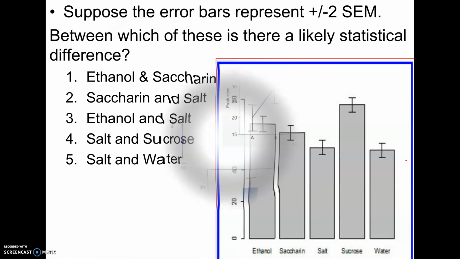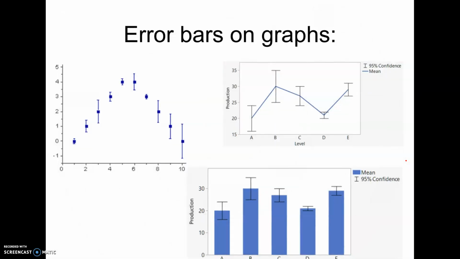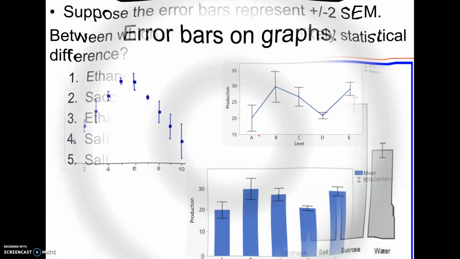So just really quick, here's an example. Oh, by the way, error bars can be on a line graph or a bar graph. So just to show you, I was showing you on a bar graph, but on a line graph, you can also add error bars. So just FYI.